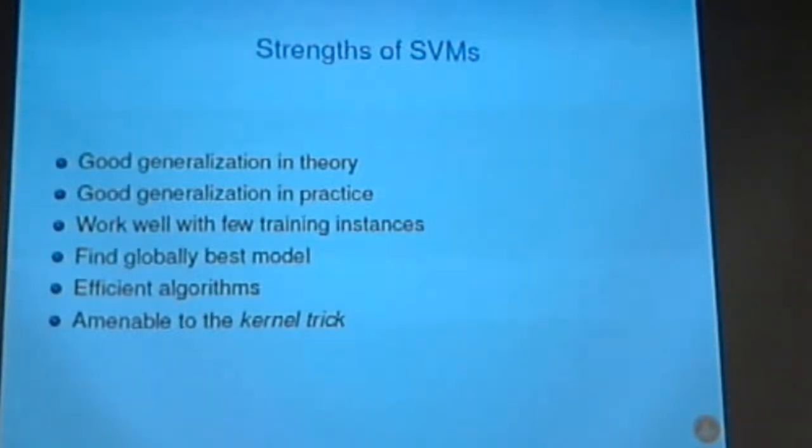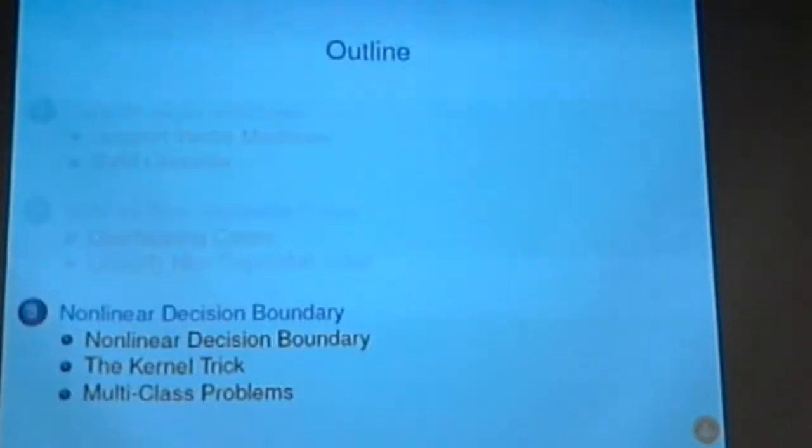The last thing is about this: up to now we only talked about the linear form of the support vector machine. But this can be translated or transformed into a nonlinear form. So it's amenable to the kernel trick, transforming to nonlinear problems through the kernel trick. We're going to see that when we talk about kernel functions.